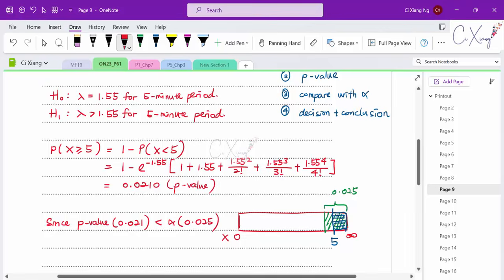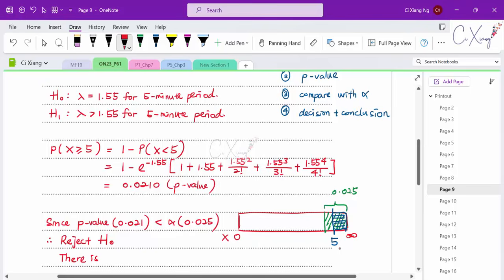Correct or not? Because the area is smaller than the rejection region. Therefore, when you try to imagine it in the graph, something like this, right? So you know that your 5 falls under the rejection region. So when your observed value falls under the rejection region, you should reject the null hypothesis and try to make a conclusion in the context of this question.